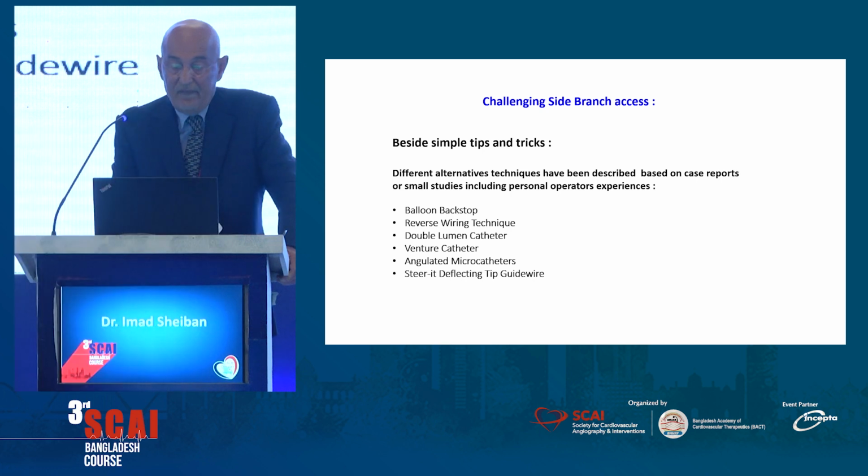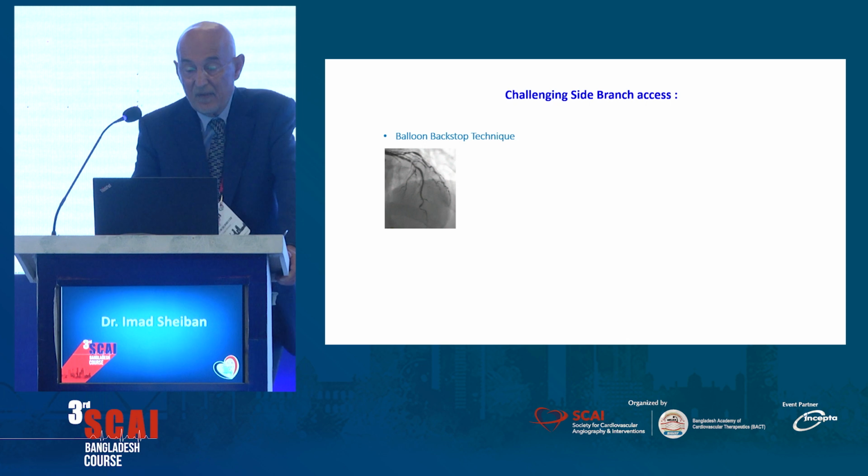And of course, you should have some experience in how to access a side branch before starting your procedure, in order to be sure that you have a wire that offers you a different solution to recover the side branch if lost. These techniques are balloon backstop, reverse wiring technique, double lumen catheter, venture catheter, angulated microcatheter, and steered deflecting tip wires.